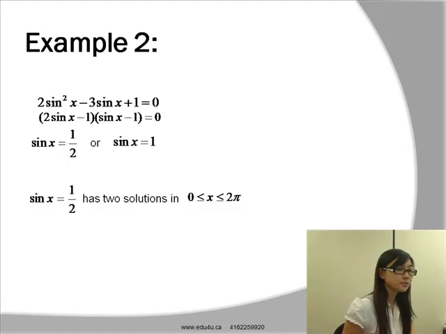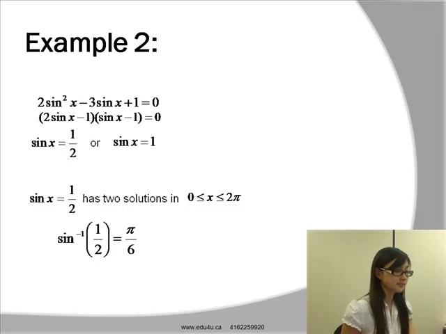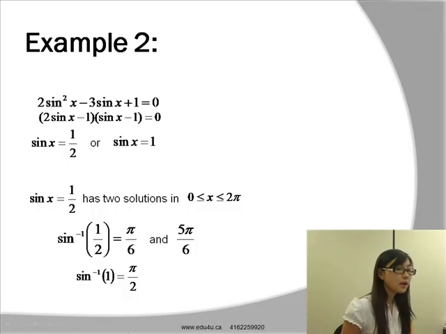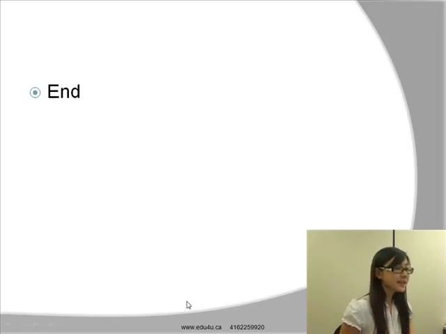Sine x equals 1 over 2 has two solutions when x is between 0 and 2 pi. The first solution is pi over 6. But when we look at the graph, there are two solutions, so the other solution is 5 pi over 6. For sine x equal to 1, there's only one solution, and that's pi over 2. So all three of these will be the answer.